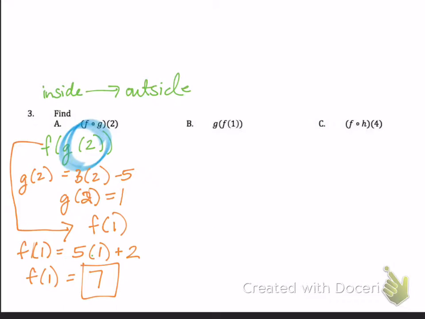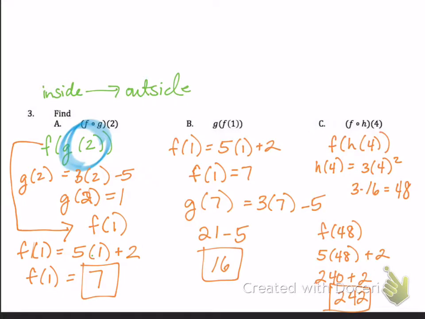Okay, so I want you to try part B. You need to figure out what f of 1 is, which we've already done, and then solve for g of f of 1. Okay, so for part B, you should get 16, and then for part C, 242. Are we good? Yeah. Okay.